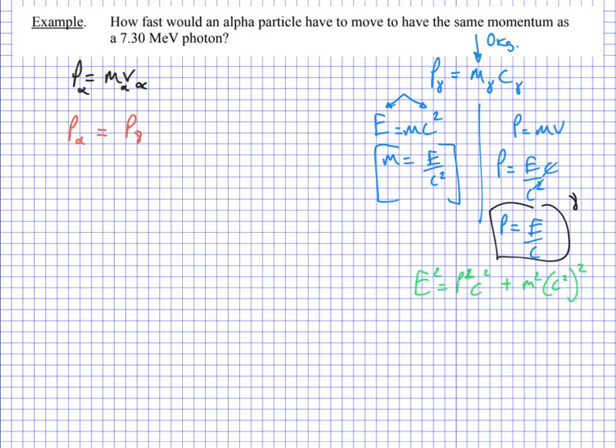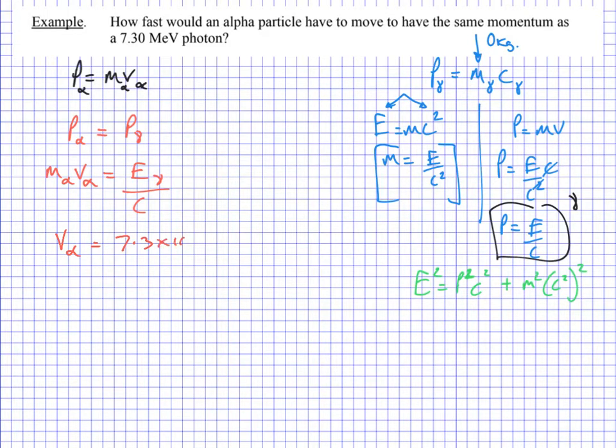And so now I can substitute in what I have. I've got the alpha mass times the alpha velocity, and then the energy of the photon divided by the speed of light. So now I've got everything I need. I know the mass of an alpha particle, it's a known value. I know the energy of the photon, that's given in the question, and of course I know the speed of light. So I can now rearrange this and solve for the speed of the alpha particle. So the speed of the alpha particle is going to be, 7.3.